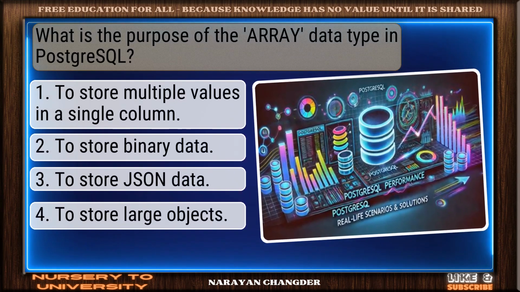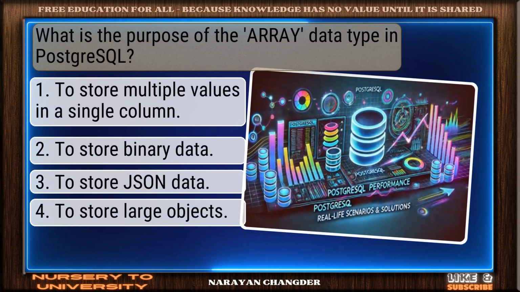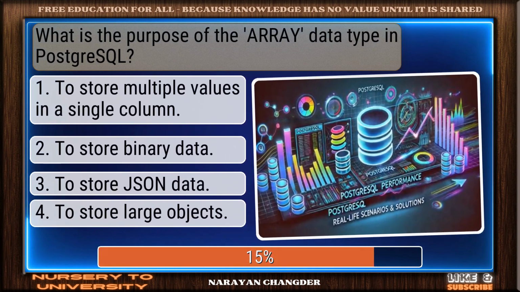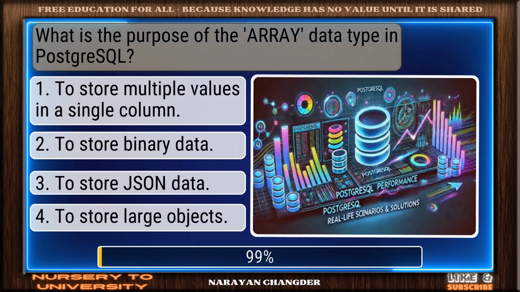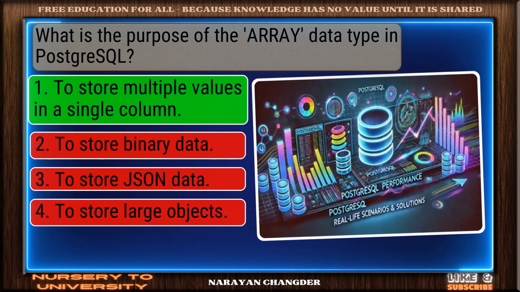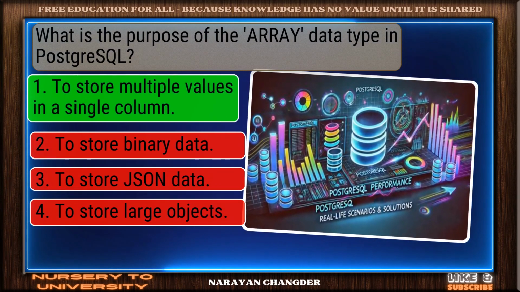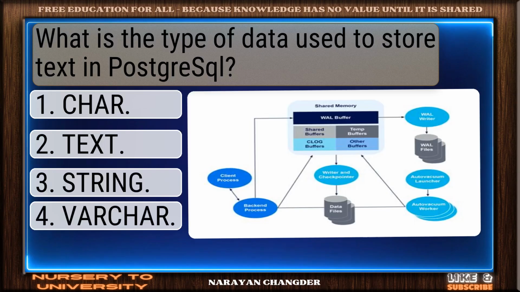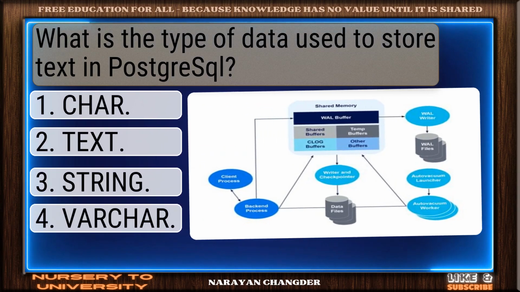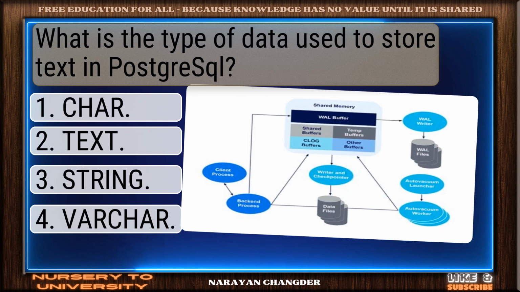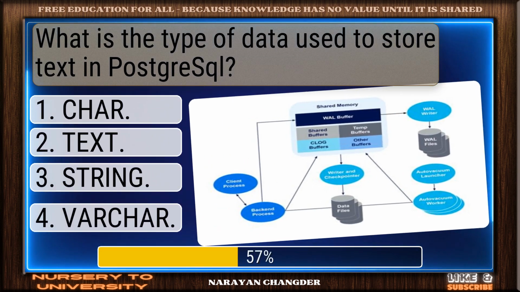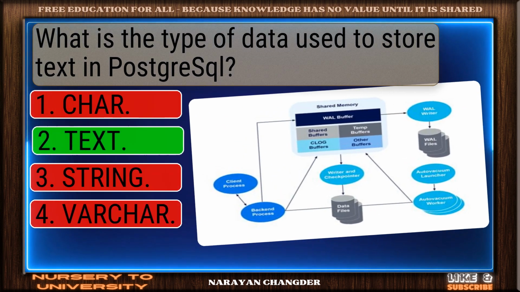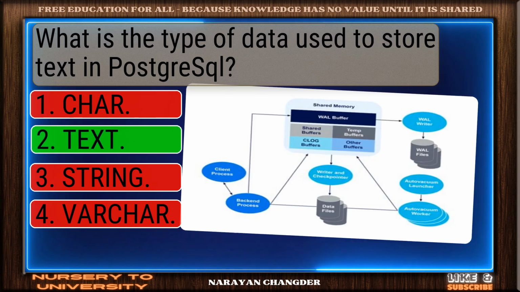Question number 47. What is the purpose of the array data type in PostgreSQL? Nicely done. To store multiple values in a single column is a solid answer. Question number 48. What is the type of data used to store text in PostgreSQL? Good job. Your answer text works well here.